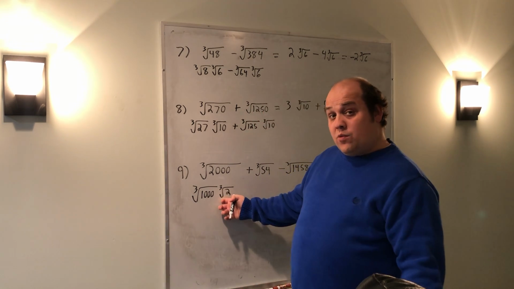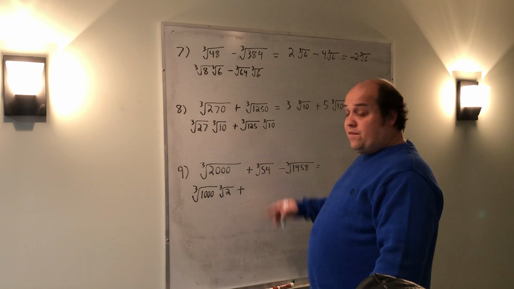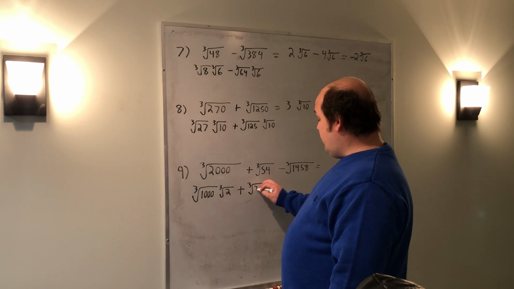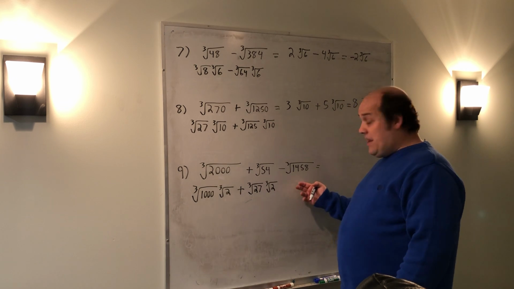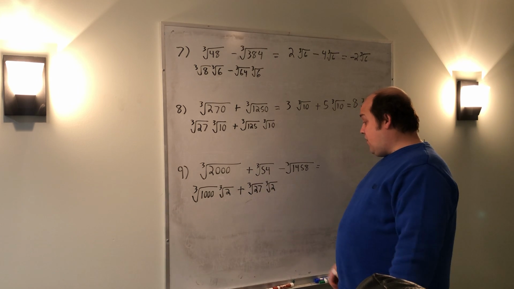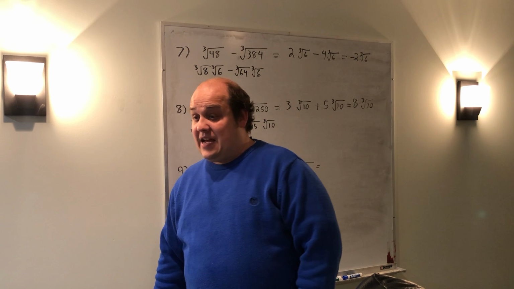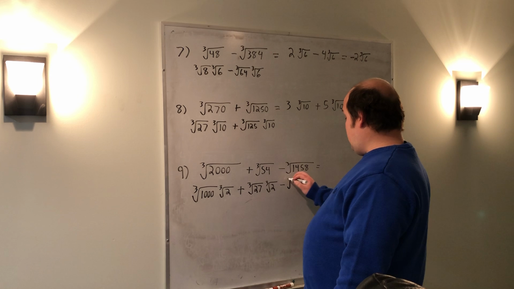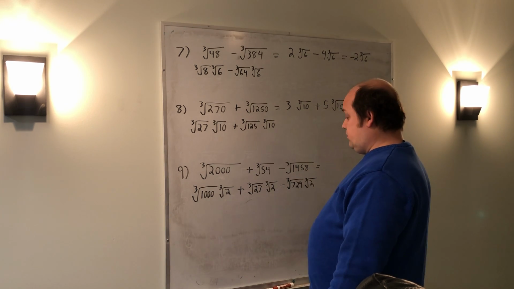Now that I know 2 is what was left behind, I can try dividing my next term by 2. 54 divided by 2 is 27, which is on my list. So this breaks into the cube root of 27 times the cube root of 2. Again, to make it easier on myself, I start by trying to divide what's inside by what I know should be left over. 1458 divided by 2 gives me 729, which is on my list. It's 9 cubed. So this becomes the cube root of 729 times the cube root of 2.